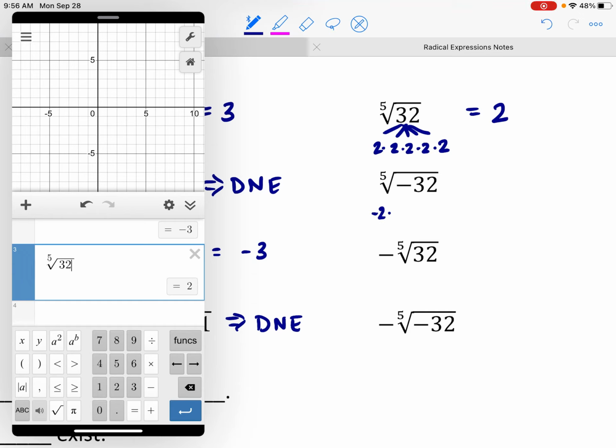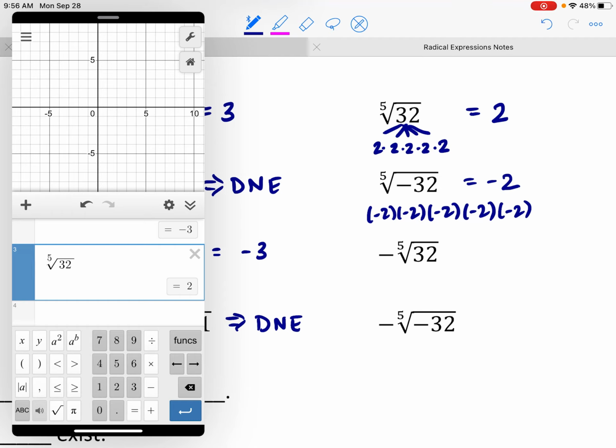Negative 2 times a negative 2. Let's use parentheses because that's becoming a mess. If I multiply a negative 2 and a negative 2, I get a positive 4. Times a negative 2 is going to make a negative 8. Times a negative 2 is going to make a positive 16. Times a negative 2 is going to make a negative 32. 5 negatives make a negative. So the answer here is going to be a negative 2.